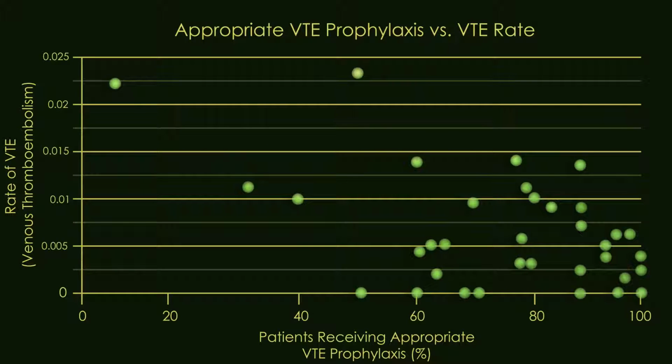Here is a scatter plot you may encounter as it relates to the VTE prophylaxis. VTE, or venous thromboembolism, is one of the most common and preventable complications of hospitalization, and the VTE prophylaxis is a required organizational practice. What can you conclude about the relationship between the percentage of patients receiving the appropriate VTE prophylaxis and the rate of VTE? How might you describe the correlation?